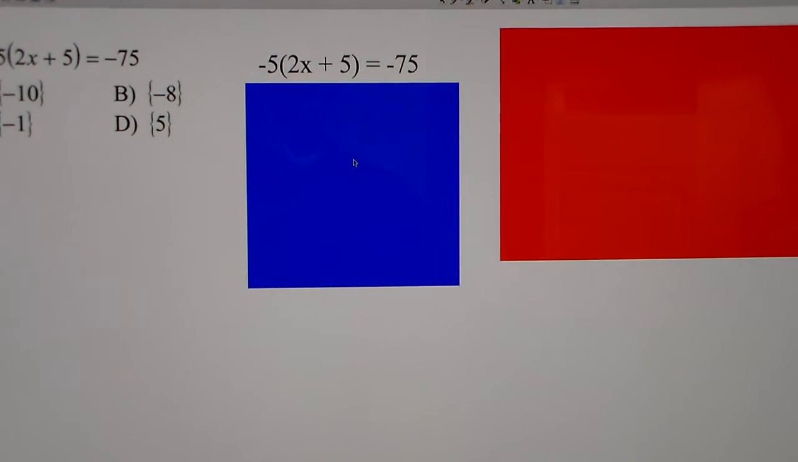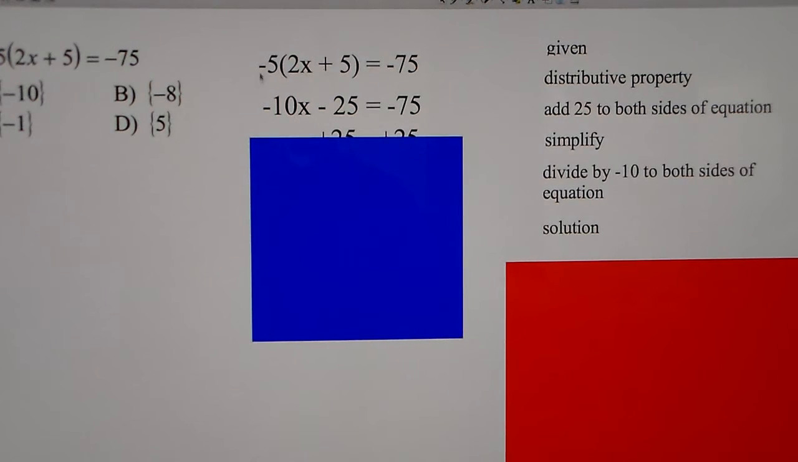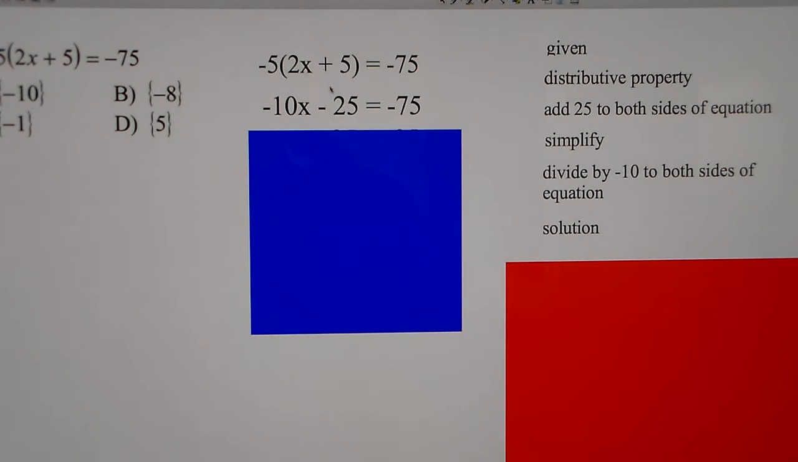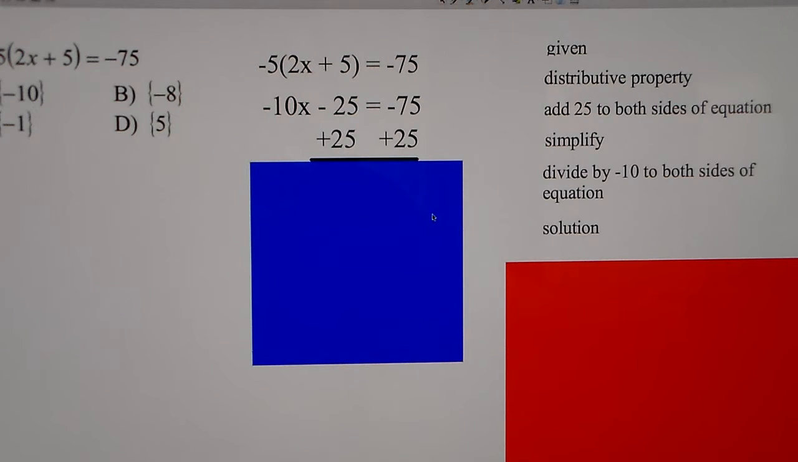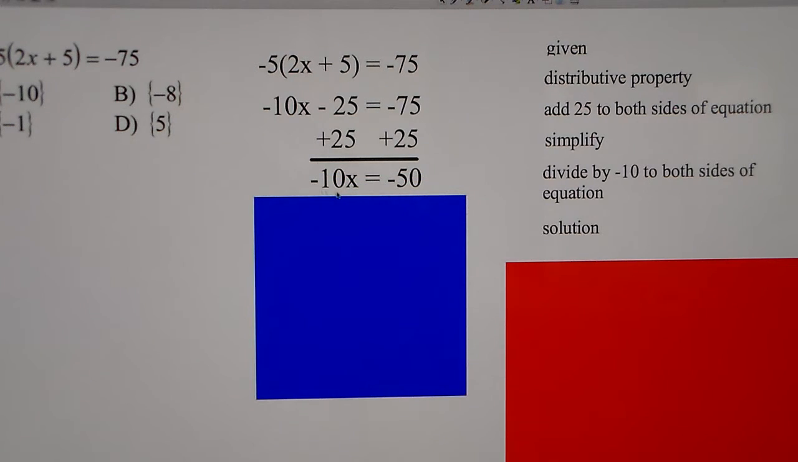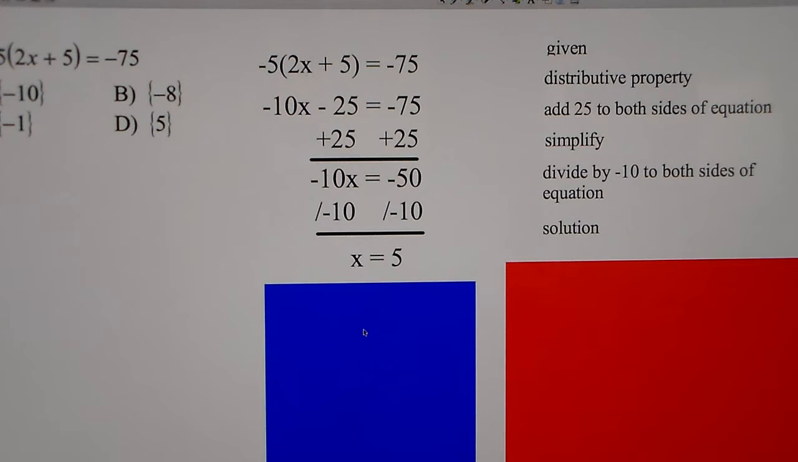Number 16. We have negative 5 times 2x plus 5 equals negative 75. First step here, distribute. Negative 5 times 2 gets you negative 10. Negative 5 times positive 5 is negative 25. Equals negative 75. You then add 25 to both sides of the equation, and you get negative 10x equals negative 50. You then divide both sides by negative 10, and you get x equals 5.